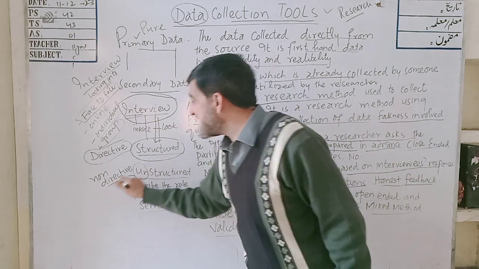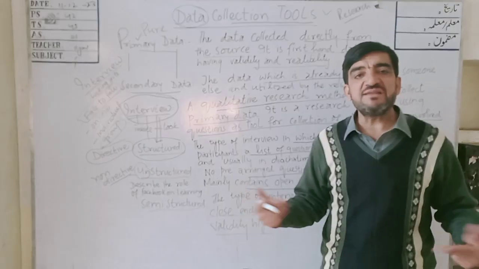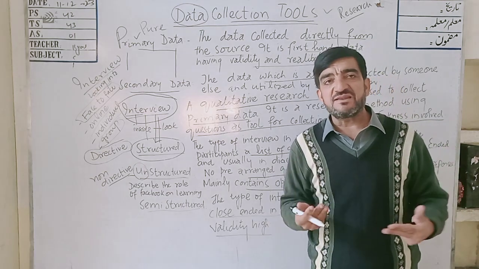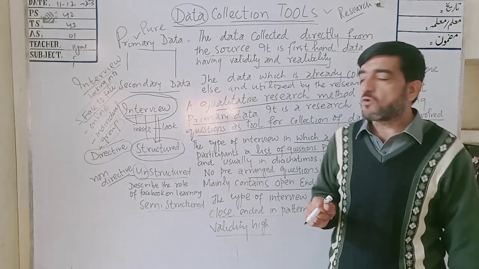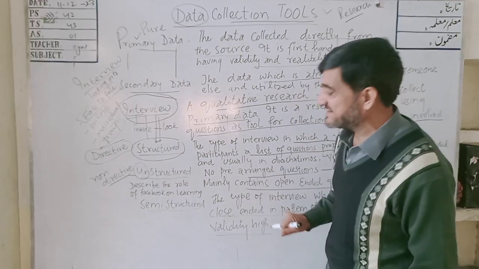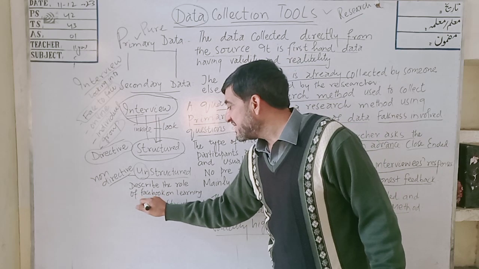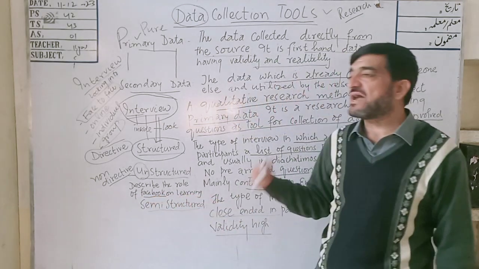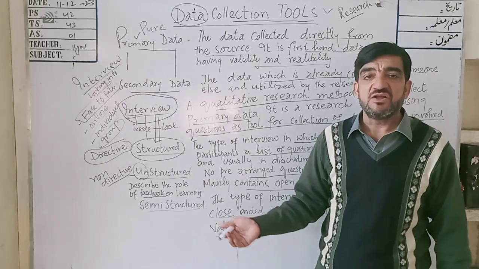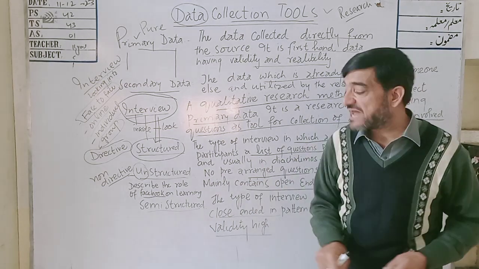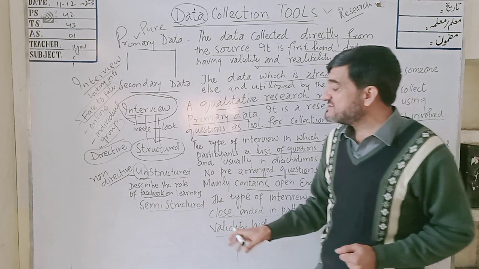Unstructured means non-directive. Non-directive means it is subjective by nature. You will be asked by the researcher and you have to go for the detailed answer. For example, the question, describe the role of Facebook on learning of students at secondary level. So here the respondents will give you detailed arguments, so that is called non-directive.